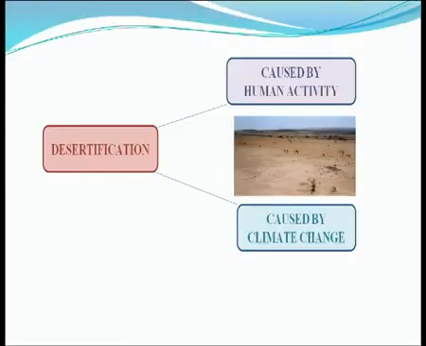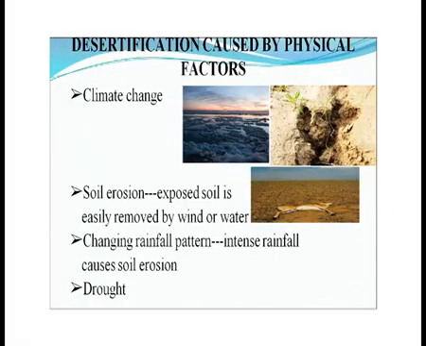Here is a tabulation of the effects of desertification, either by human activities or due to climatic change. Desertification caused by physical factors: because of change in the climate, soil erosion takes place, and the exposed soil is easily removed by wind or water. Changing rainfall patterns, intense rain or lack of rain, either way damage the soil, and drought. All these factors lead to desertification.